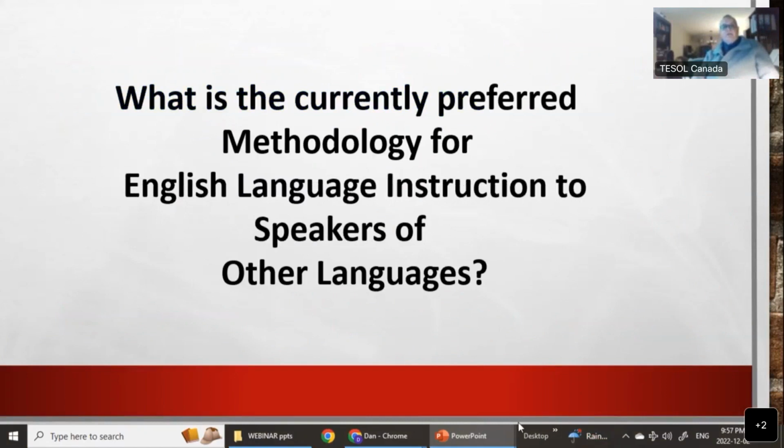What is the currently preferred methodology for English language instruction to speakers of other languages? Can somebody tell me what is the current preferred methodology around the world? Well, that would be the communicative language method. That's exactly right. CLT, communicative language teaching. That's correct.